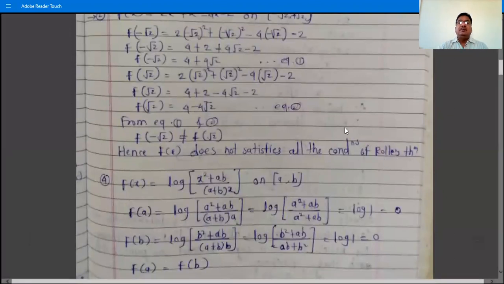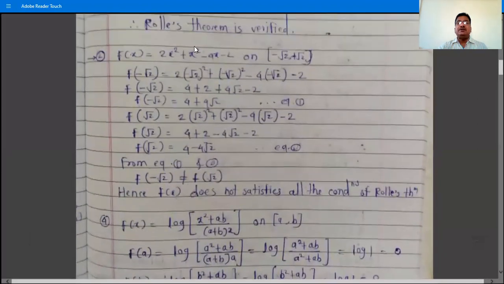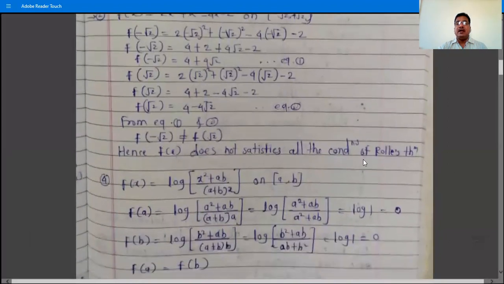So if the conditions are not satisfied: this is a polynomial function, so it is continuous and differentiable. There is no problem about conditions number 1 and 2. But the third condition, the value at f of minus root 2 and the value at f of root 2, these two are not the same, and therefore Rolle's theorem is not applicable.